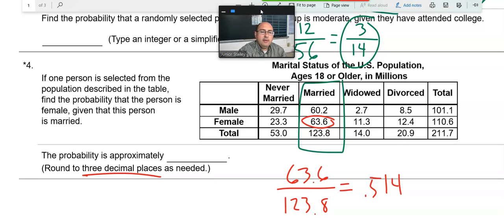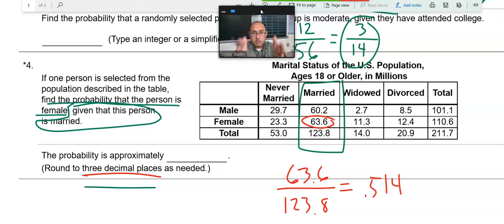Question 4, okay. I noticed that they're changing their strategy to 3 decimal places instead of fractions. Okay, we can deal with that. One person selected from the population described in the table. Find the probability that the person is female, given that this person is married. So, married, they just focused me on that one column only. And then in that column, I find the female category and divide by the total. And that's where I ended up with female over total in the married column, or 0.514. It did say round to 3 decimal places, so that's what I did.